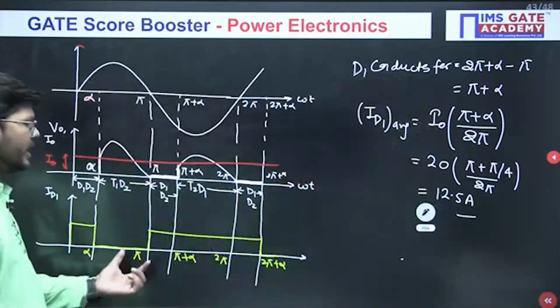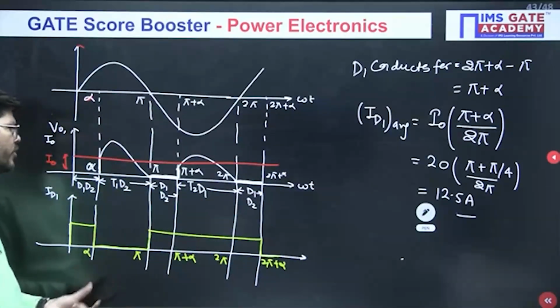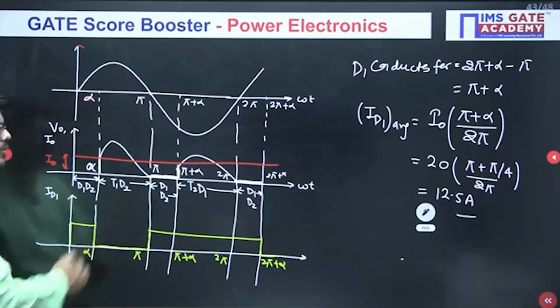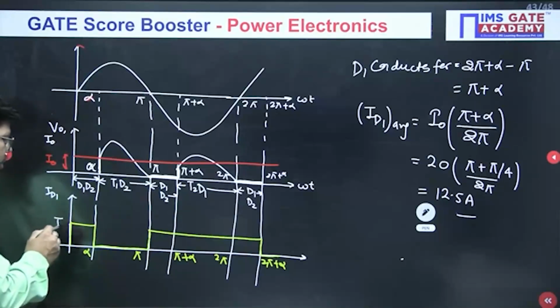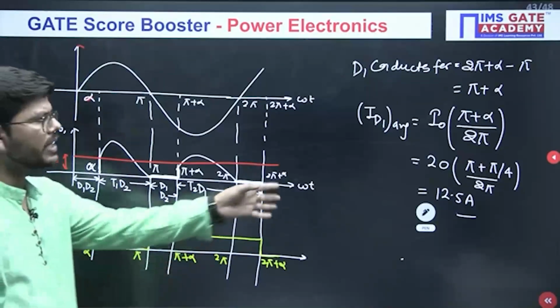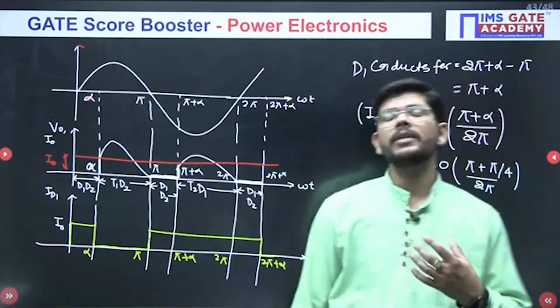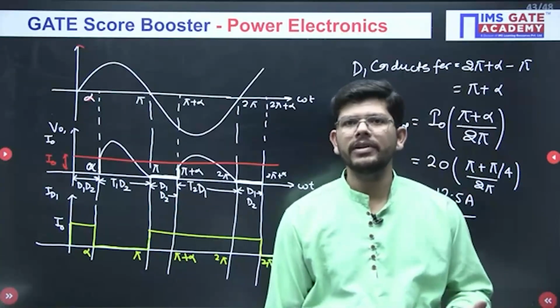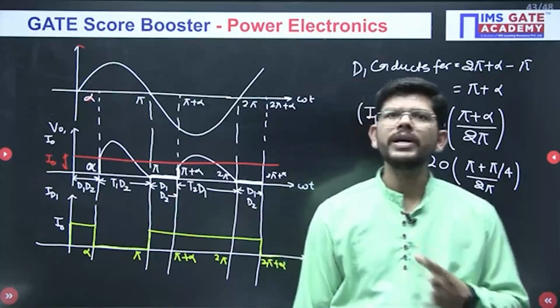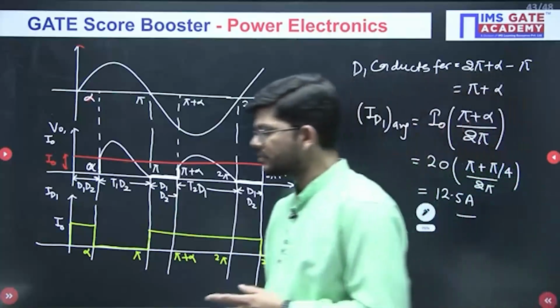Similarly, instead of D1, they may ask you for D2. So you only have to trace the D2 waveform. And similarly, the answer will be the same. Whether it is D1 or D2, the answer will be the same. Now they may ask you the ratio of them. It will be 1. So be ready for these kinds of questions.